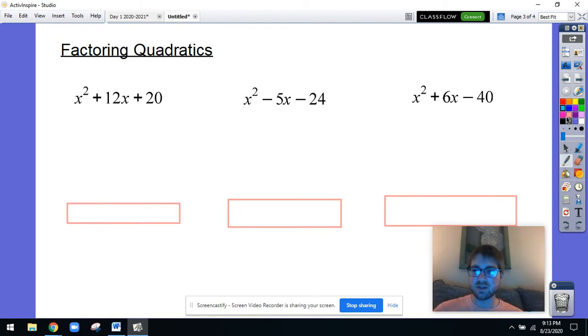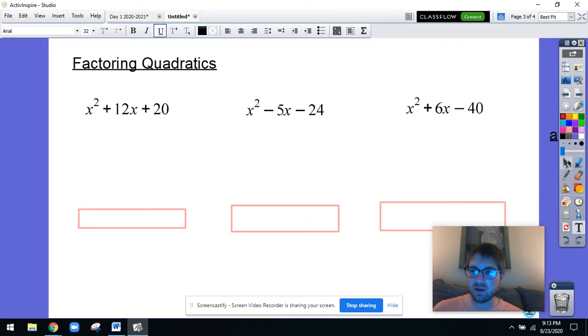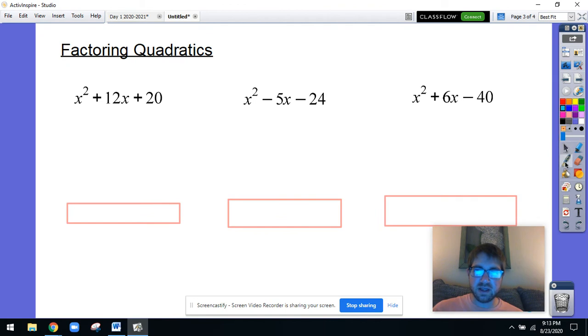Okay, so to do that, I need to think about specifically numbers that multiply to make the number on the end, but add or subtract to make the number in the middle. Okay, what multiplies to make 20? Well, that's 1 and 20, or 2 and 10, or 4 and 5. Now, all of those things multiply to make 20, but only one of them also adds up to make 12. Which one is it? Well, that's, of course, 2 and 10.